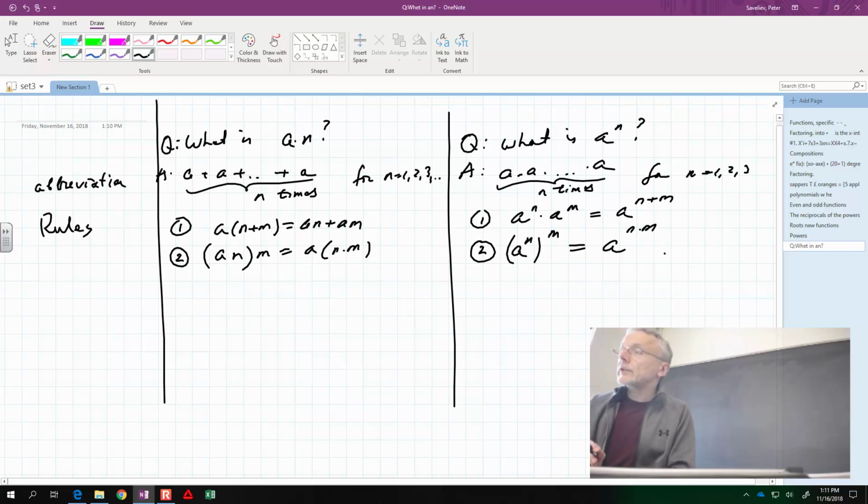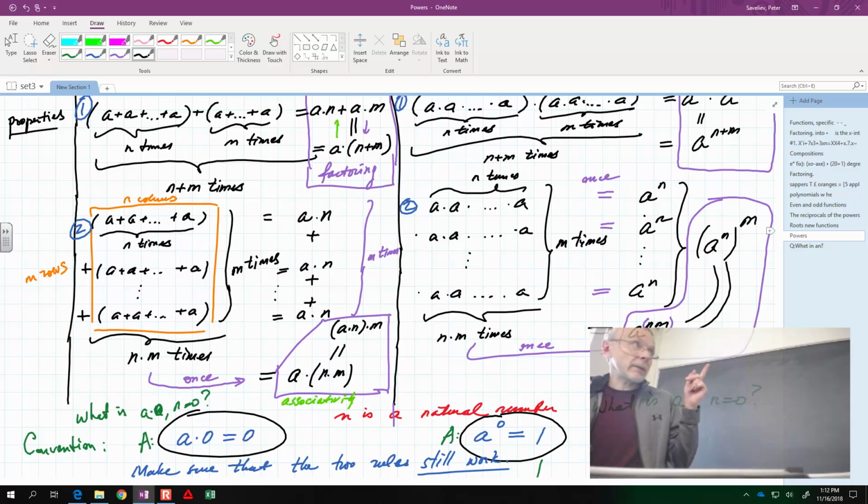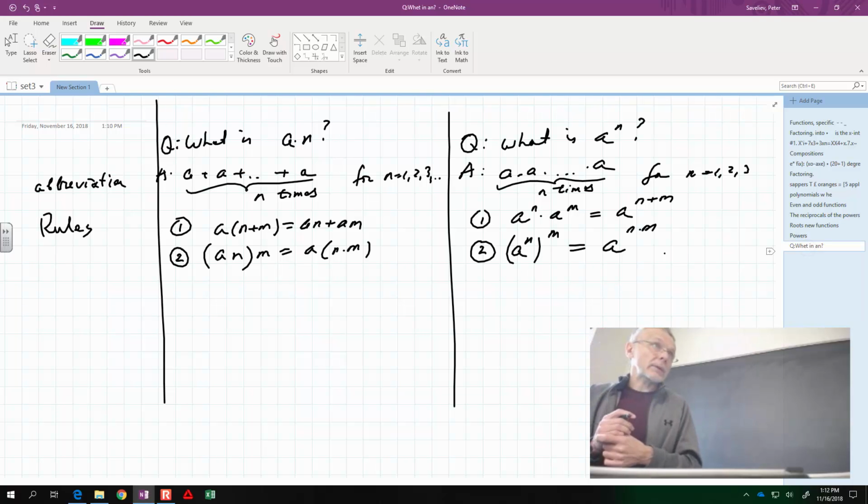So these are the two main rules, and especially the two on the right might seem to be hanging in the air, and you might have to memorize them, and that would be true, but not at this point. If you feel that way, just go back to where they came from. Remember that it is nothing but repeated multiplication, and then these rules make perfect sense. So those are the two on the right.